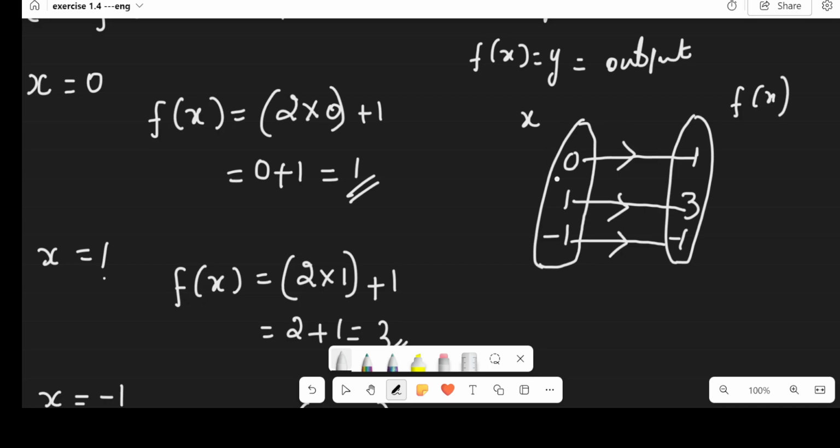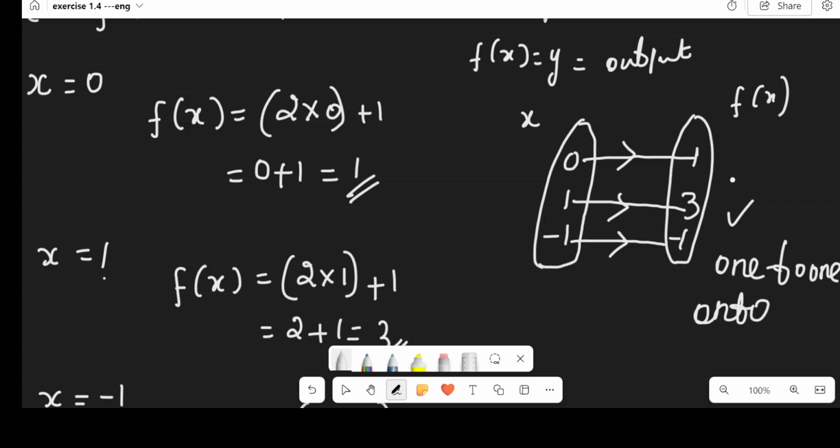So here the one-to-one function is satisfied, right? This function is one-to-one. Why? Because all the elements in the x set will be giving different answers, different outputs. Whatever input we are giving for x will be giving a different answer. So it is satisfying the one-to-one function. This is one-to-one. Okay. And now we need to check whether it is onto or not.